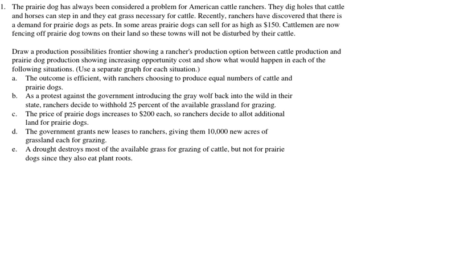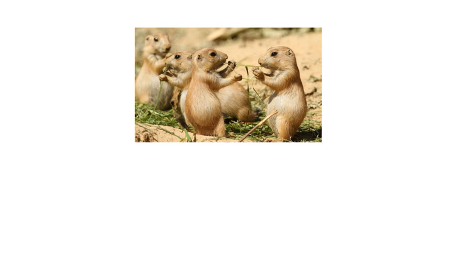They eat grass, and the farmers need the grass for the cattle. Recently, ranchers have discovered that there's a demand for prairie dogs as pets. In some areas, prairie dogs can sell for as high as $150. So cattlemen are now fencing off prairie dog towns on their land so these towns will not be disturbed by their cattle. First of all, this is not true. But if it were, then here are our questions. And for anybody that doesn't know what a prairie dog looks like, those are prairie dogs. Okay?